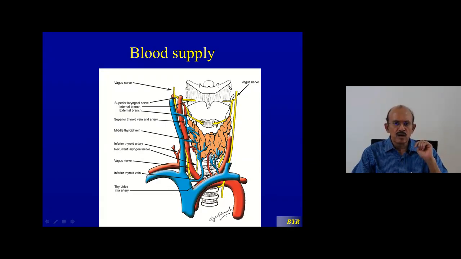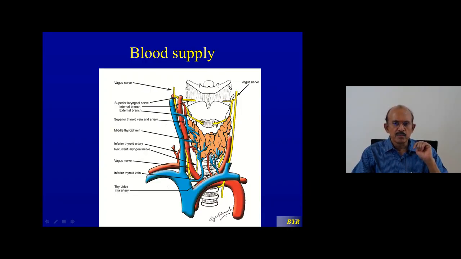One vein accompanies the superior thyroid artery, and that vein joins the internal jugular vein. There is one more vein coming from the middle of the thyroid gland. That's called the middle thyroid vein. That also joins the internal jugular vein. Then there is no vein accompanying the inferior thyroid artery.